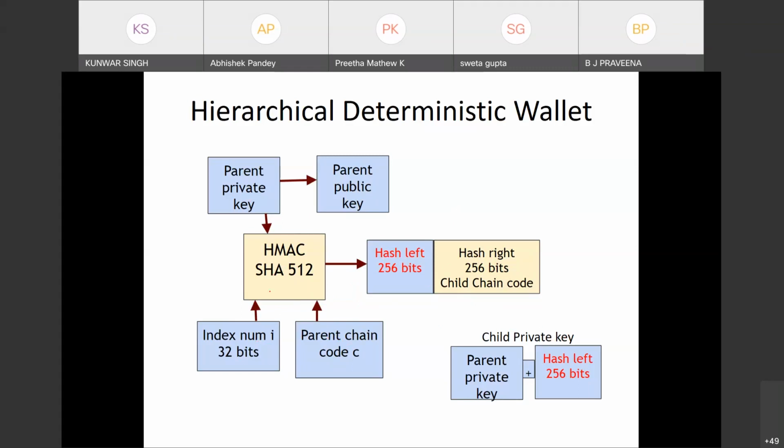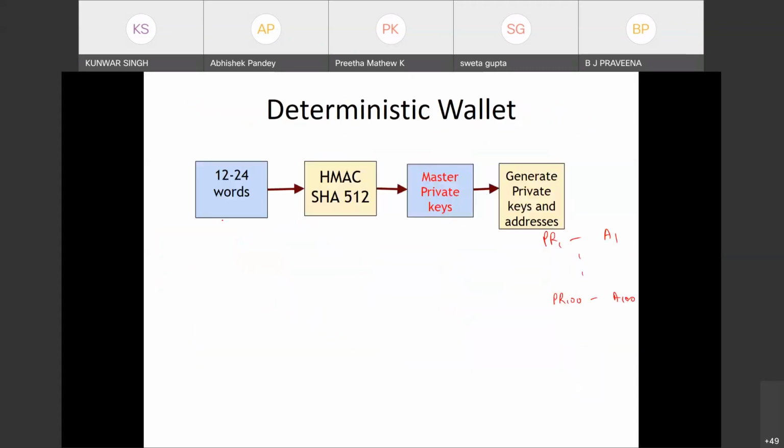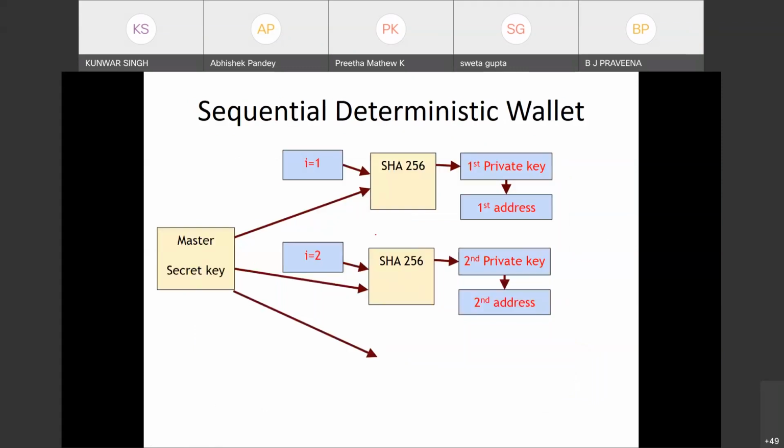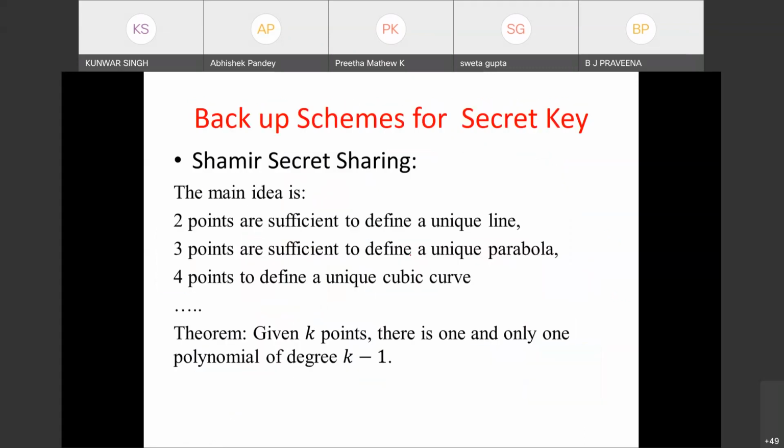From there, again, you can repeat the same. On the second side, i equal to 2. Okay, so this is the way. Now, the thing is, again, you have to store the seed, the master secret key. If you lose the master secret key, then everything is lost. All the keys will be lost, so you will lose all the money.